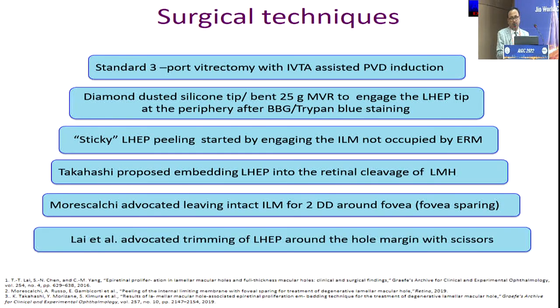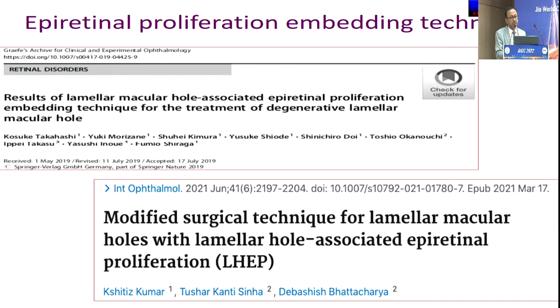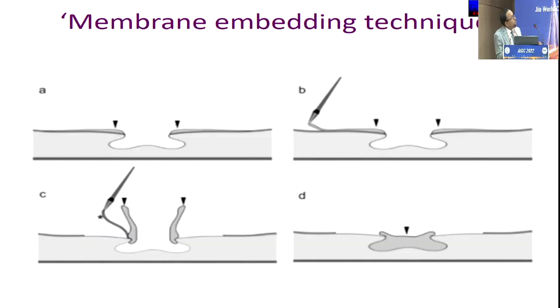There are a few people who proposed not trimming the LHEP, and others advocated trimming the LHEP around the whole margin with scissors and keeping a flap over the LMH. These are different techniques which have been published. This is one from the Disha group, where they also had a modified surgical technique of embedding the flap. So this is the membrane embedding technique, where first we can see the ILM being started, then followed by the ERM, which are both embedded over the lamellar macular hole.